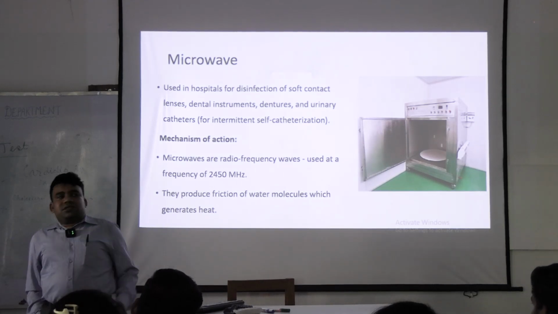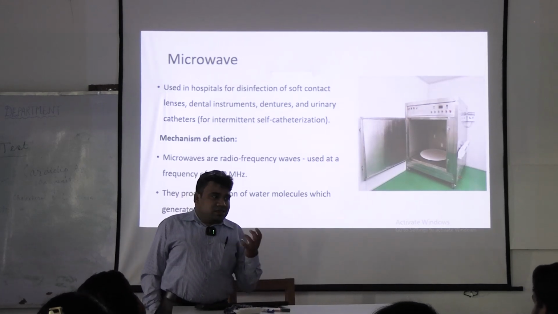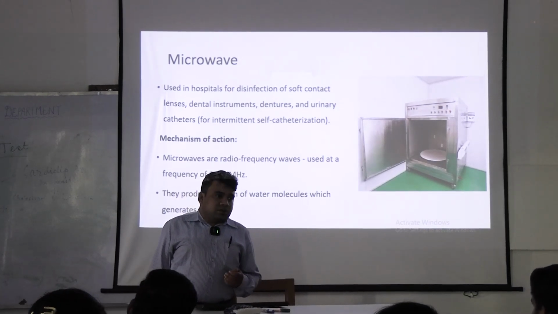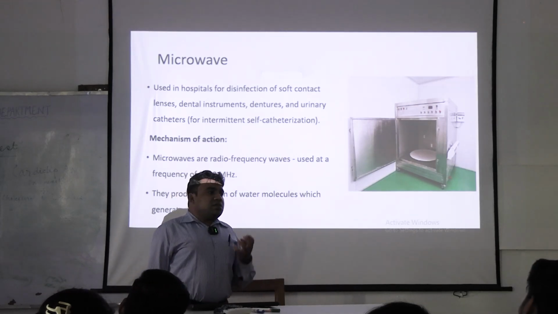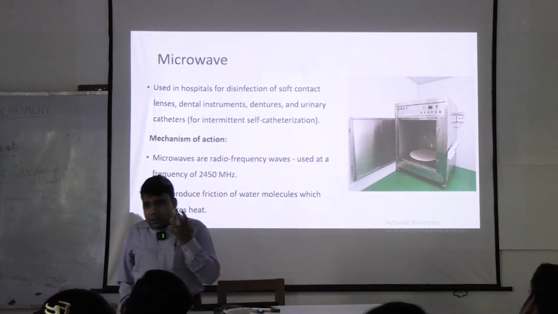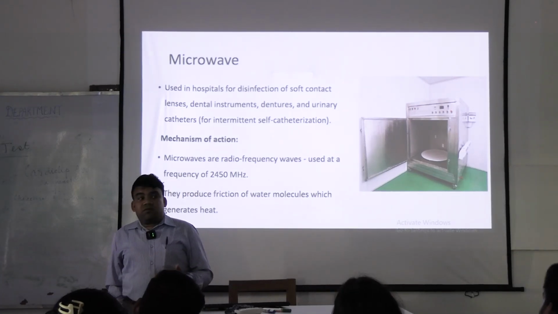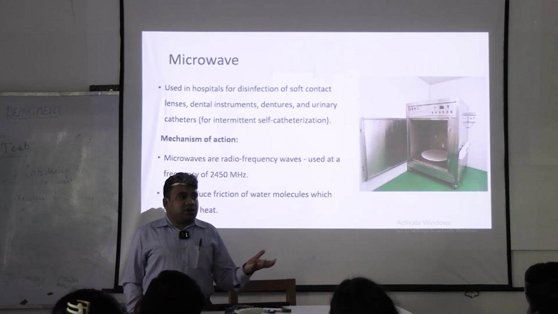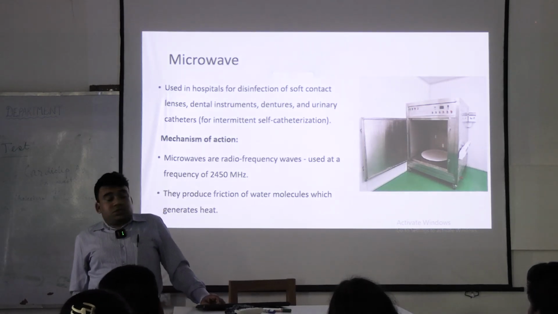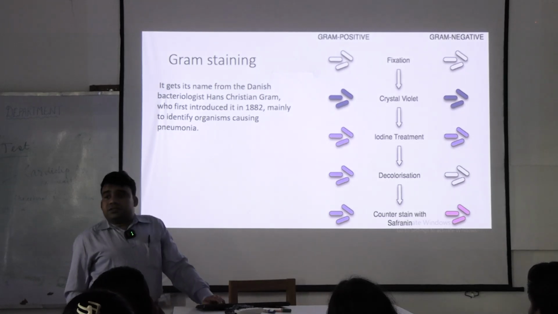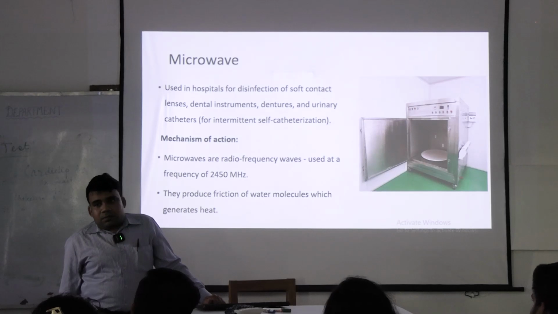Microwave transfers energy into any substance on which the microwave is exposed, raising the kinetic energy of the molecules within the material. So when you expose the microwave to that particle, slowly and steadily the temperature of the material that is placed within the microwave will start to rise. So it is also a method of heat sterilization. It's not a method of cold sterilization. Okay. So these are the methods of sterilization. In the next class, we will discuss the methods of disinfection.